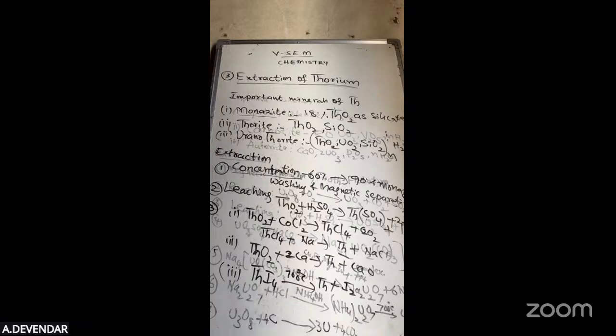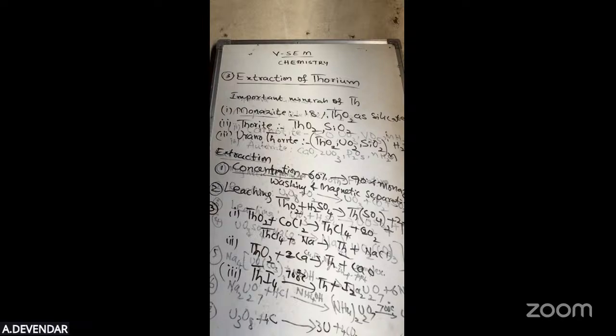And properties of thorium: pure metallic thorium is soft, and its melting point is very high. Due to this melting point, thorium is very important. It is malleable and ductile in nature. Compared to the remaining other elements, it is very easily malleable and ductile.